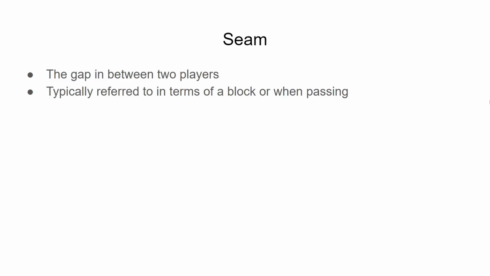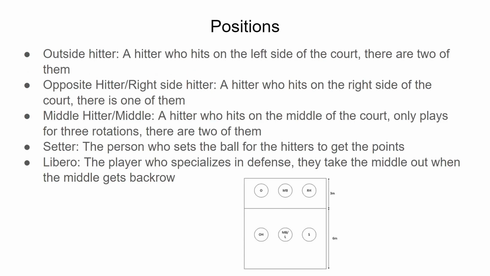And so now we have the term seam. And so a seam is the gap between two, sometimes like mostly just two players. And so it is typically referred to in terms of a block or when passing. So the gap between two players, for one player to their left to the other player to their right, that gap is called a seam. Or if there's space between two blockers, that is called a seam.